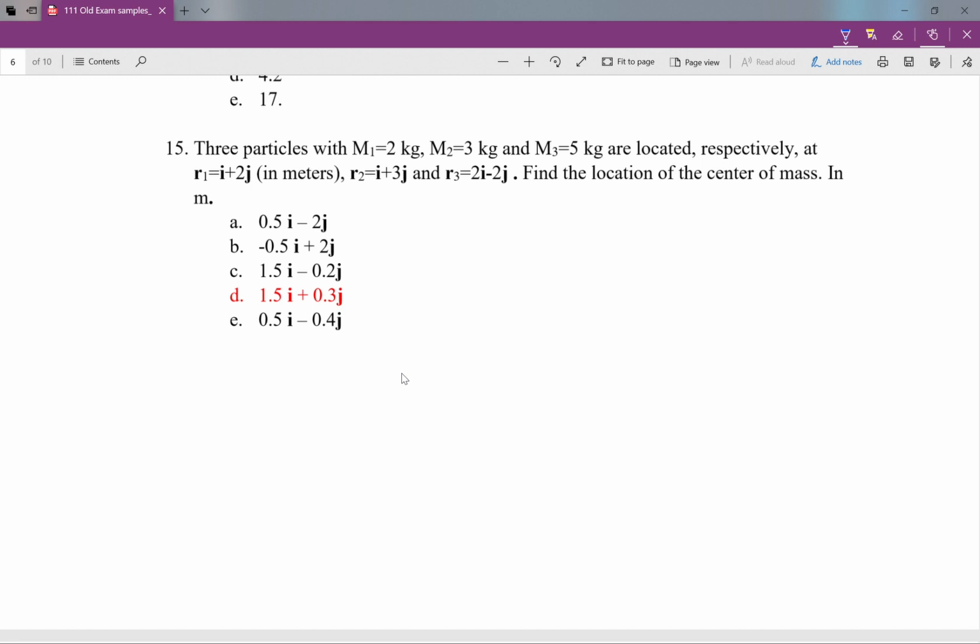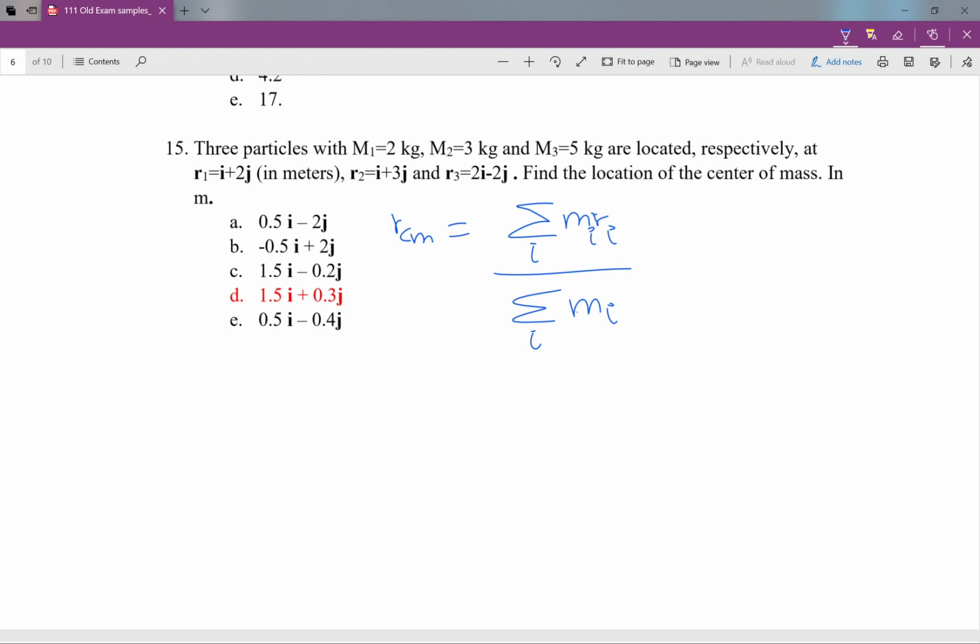Now, we know that the location of the center of mass will be equal to the sum of all your mass times radius, mass times the distance, mass times the location, divided by the sum of all your masses. So basically, the sum of all mr's divided by the total mass.